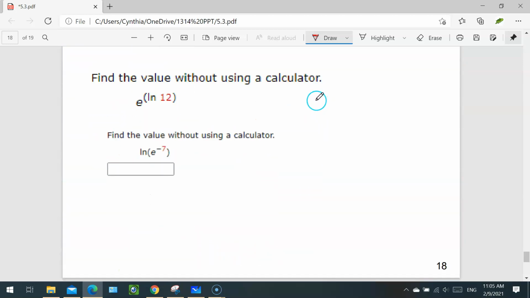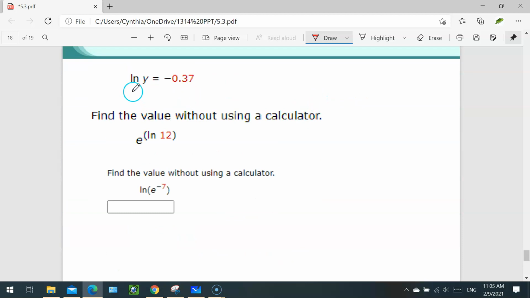Now we do two practice problems from your homework. Find the value without using the calculator. ln e to the 12, this one we can simply cross out ln and e, so it equals 12. ln e to the power negative 7, same way, you cross out ln and e, it's negative 7.